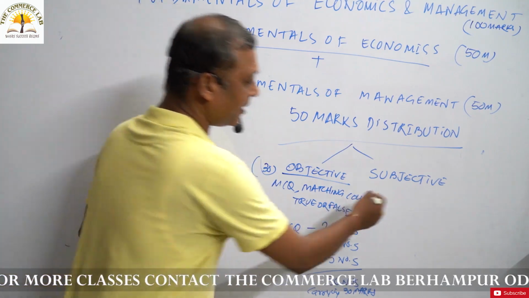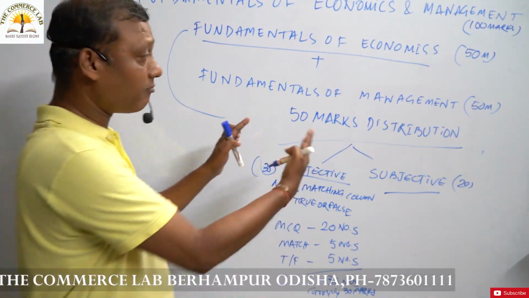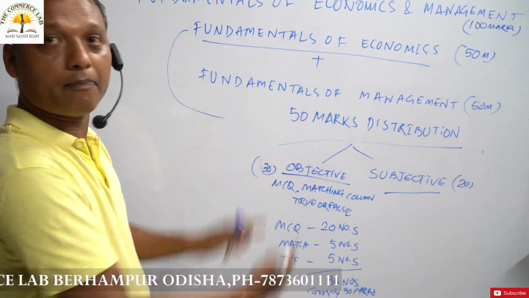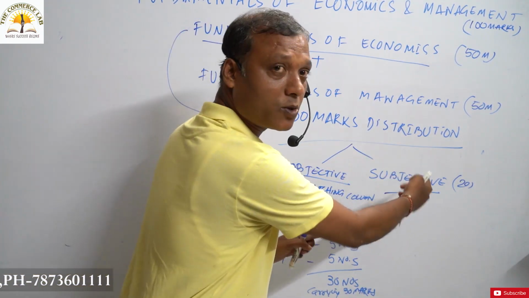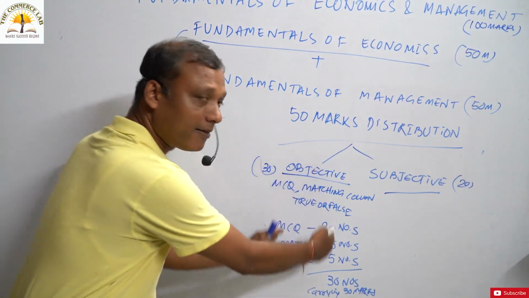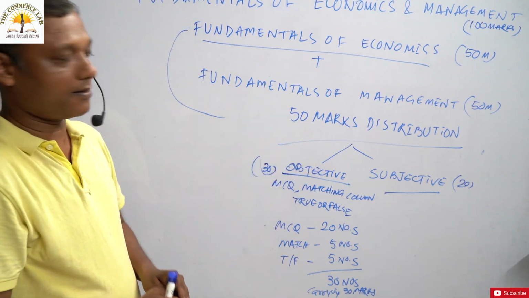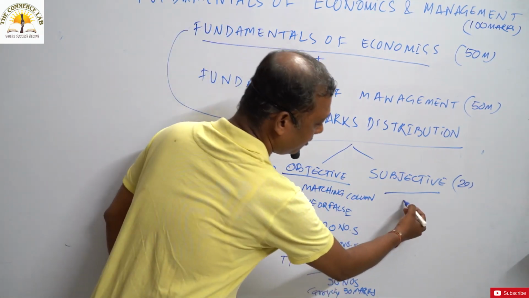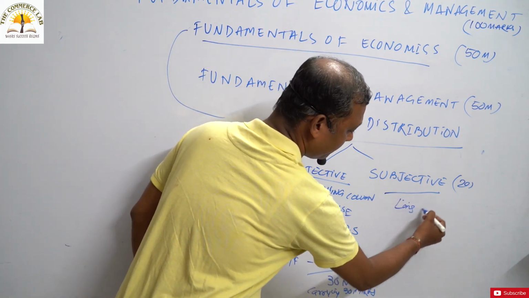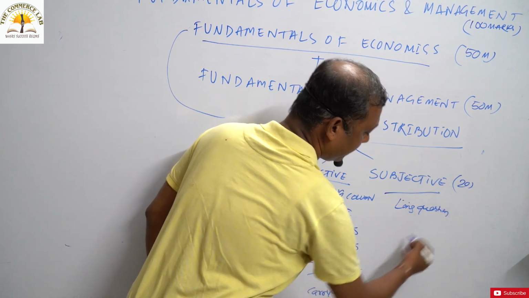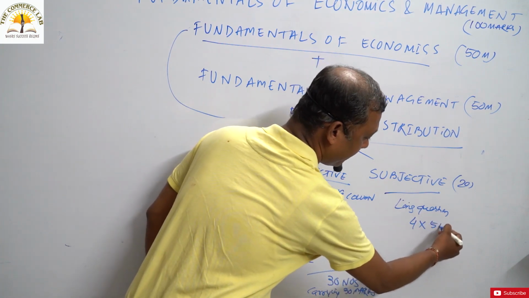Then the subjective part comes as the remaining 20 marks. The total mark of economics is 50, out of which the objective part is 30 marks and the subjective part is 20 marks. I have described the objective part, now I will talk about the subjective part. The subjective part will be short questions or long questions. You have to answer 4 long questions carrying 5 marks.